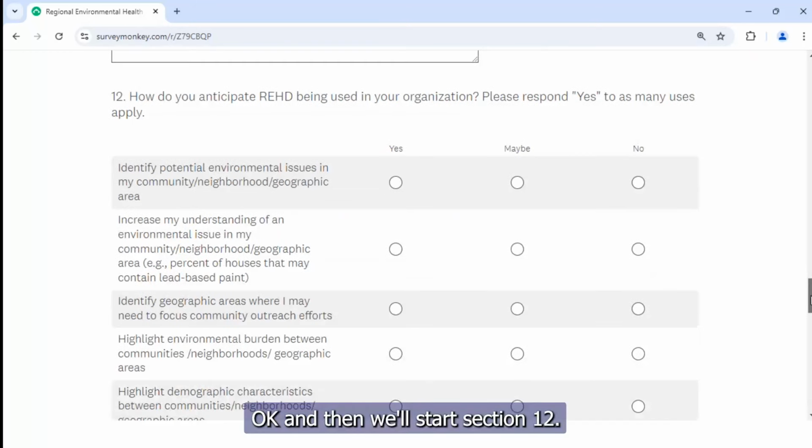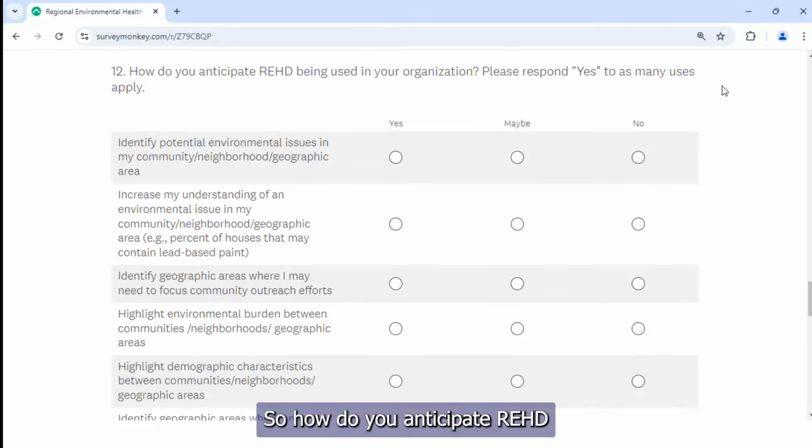Okay, and then we'll start section 12. How do you anticipate RED being used in your organization? Please respond yes to as many uses as they apply. The first one is identify potential environmental issues in my community, neighborhood, or geographic area. And we have a yes, maybe, or no.